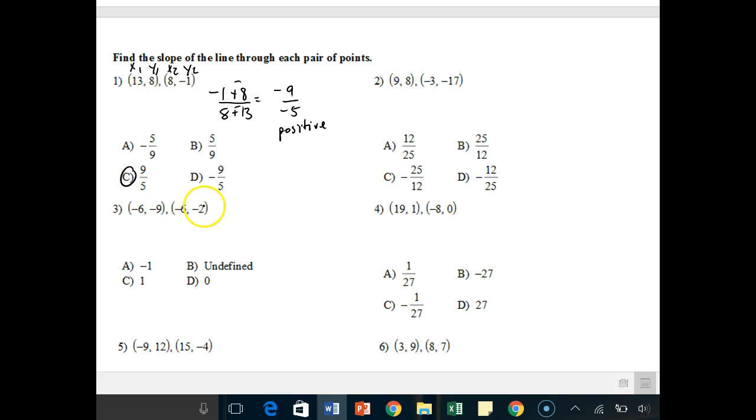Number 3, again, start off by labeling and then actually show the work. Negative 2 minus negative 9 over negative 6 minus negative 6. So plus positive gives you 7 over plus positive 0. 7 over 0. Any number over 0 is going to give you an error, aka undefined, right? This is saying go from a point, go up 7 spaces, and then don't go left or right at all. You're just going to get a straight vertical line. So that's undefined, right?